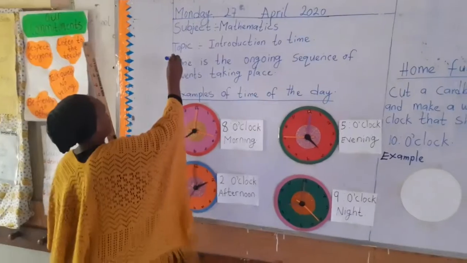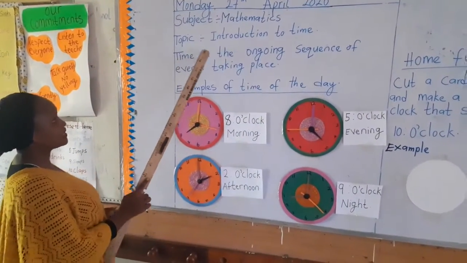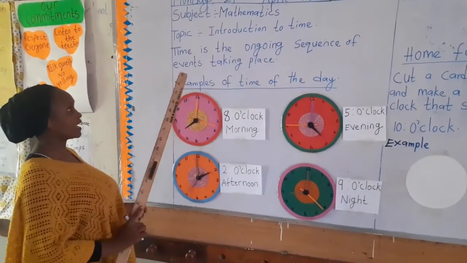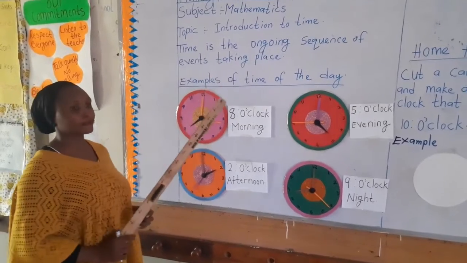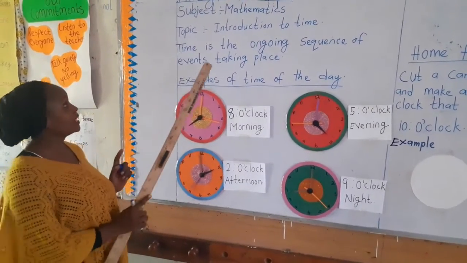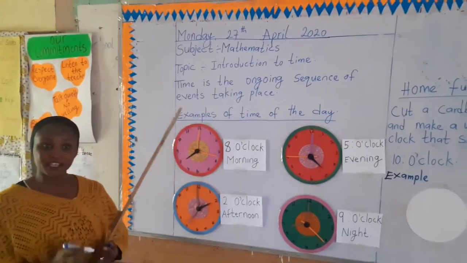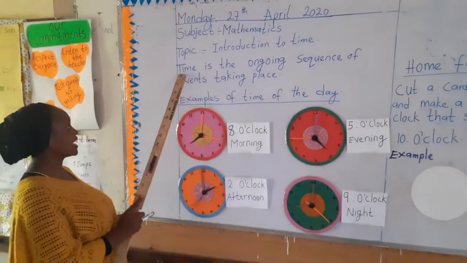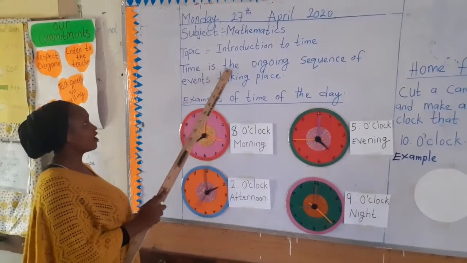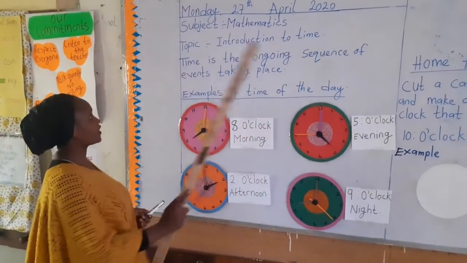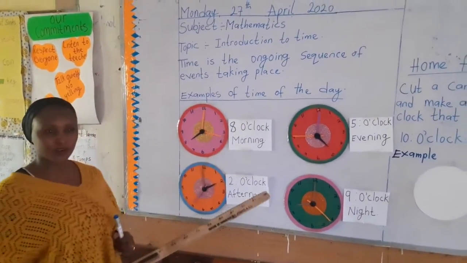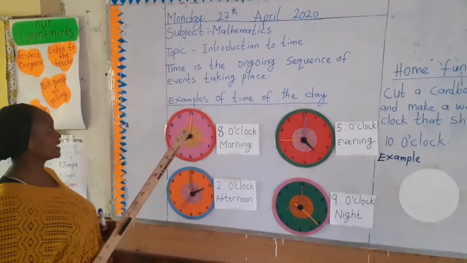Time is the ongoing sequence of events taking place. I said time is the ongoing sequence of events taking place. Repeat after me, kids. Time is the ongoing sequence of events taking place. Good, that's great. I like that.